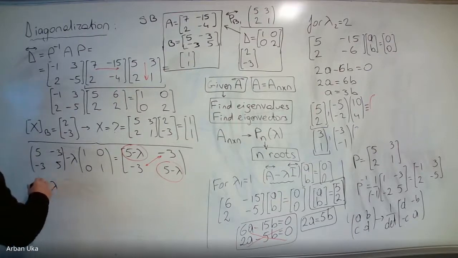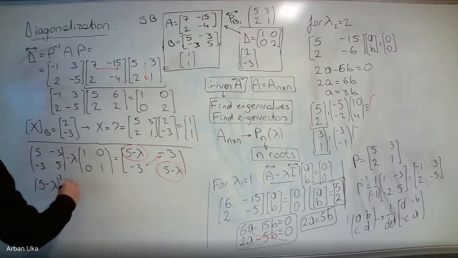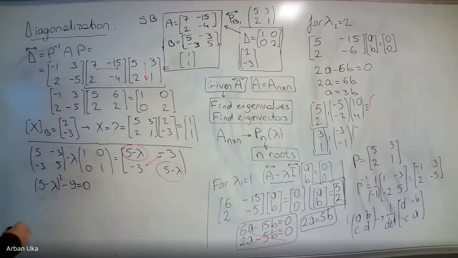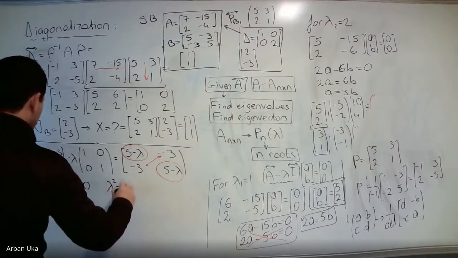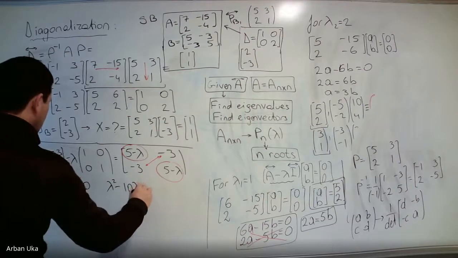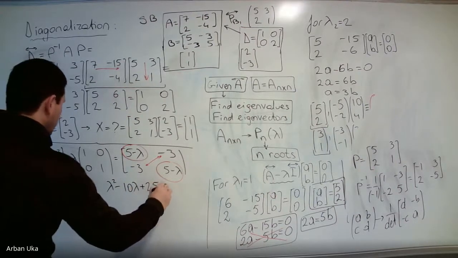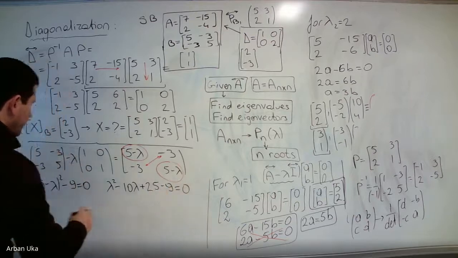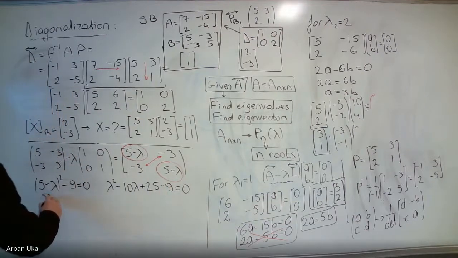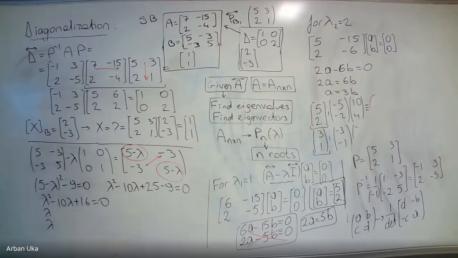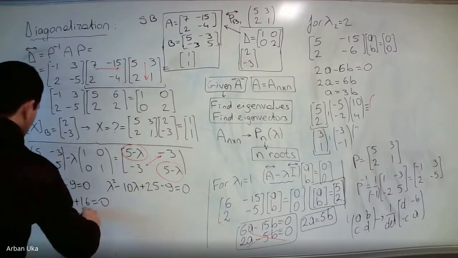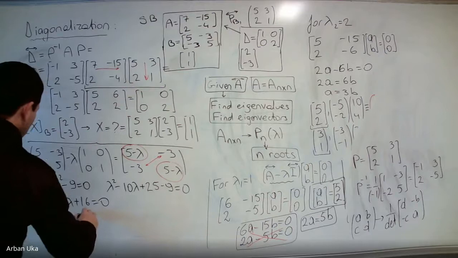This is 5 minus lambda squared minus 9, this is 0. And here we obtain lambda squared minus 10 lambda plus 25 minus 9, this is 0. So here we get lambda squared minus 10 lambda plus 16, this is 0. These lambdas multiply each other, lambda times lambda, and 16, it is minus 8, minus 2, right?